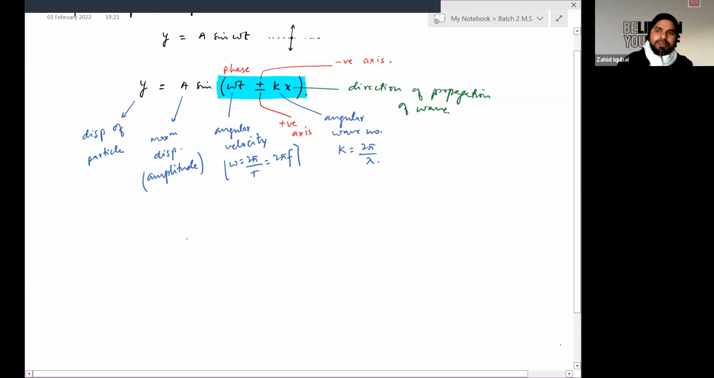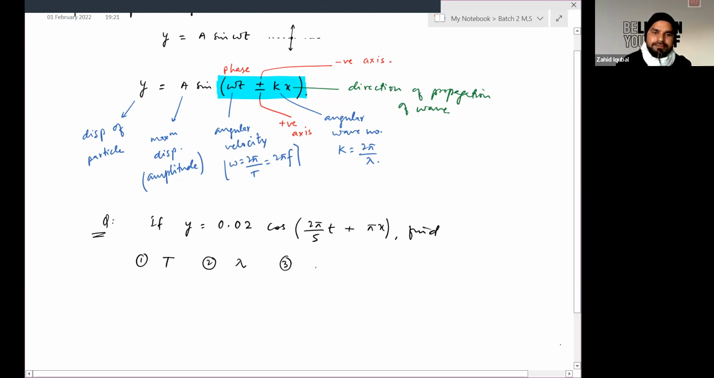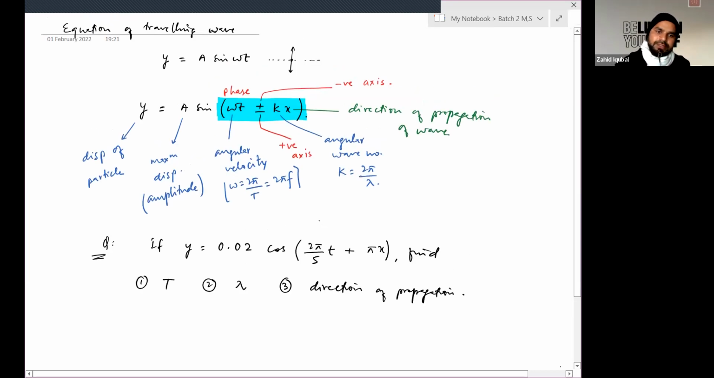So first question related to this part will be: if y equals 0.02 times cos of (2 pi by 5 t plus pi times x), then find first time period, second wavelength, third direction of propagation. Just write it down and try to solve.